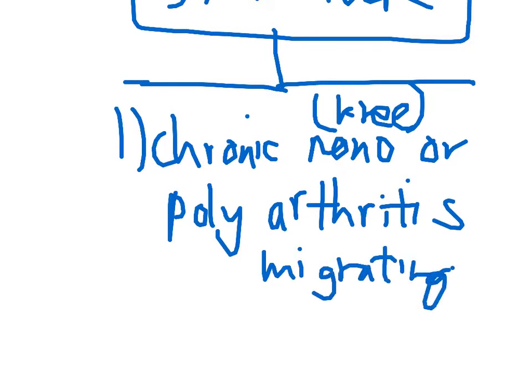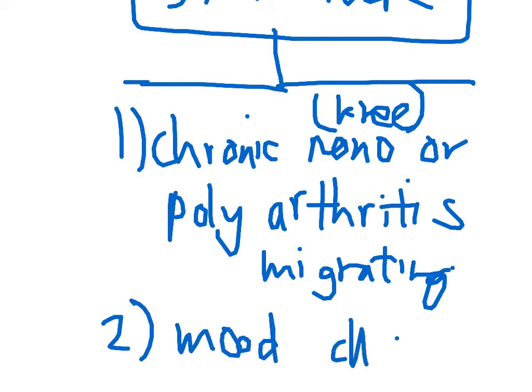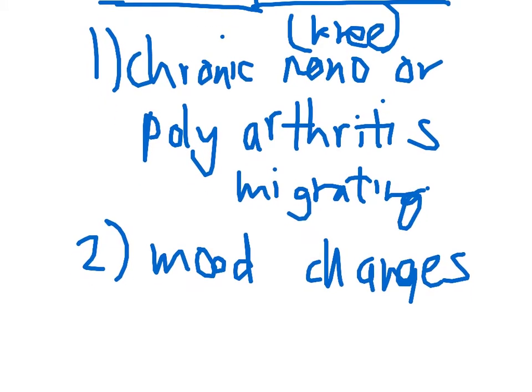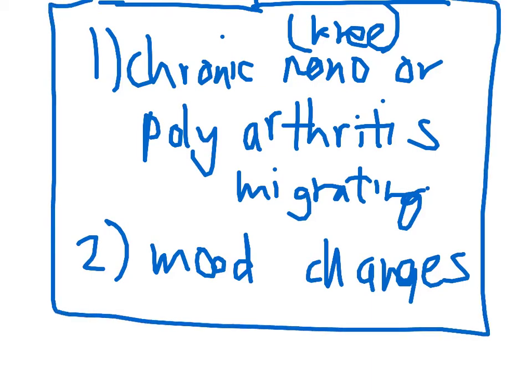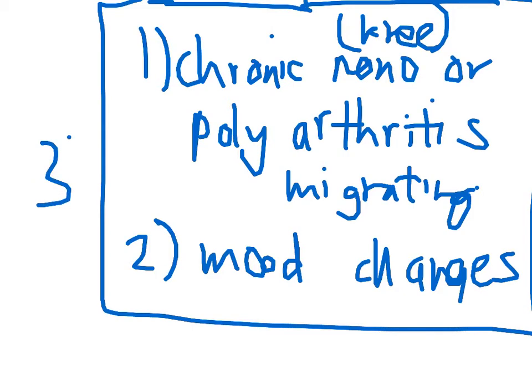You can also get mood changes. Okay, so there's 2 neurologic manifestations. In the early phase, you only really get Bell's palsy. You don't get the mood changes. But in the third stage, the one that I'm talking about right now, this is where you can get mood changes. This is called neuroborreliosis, I think. So this is the third stage.